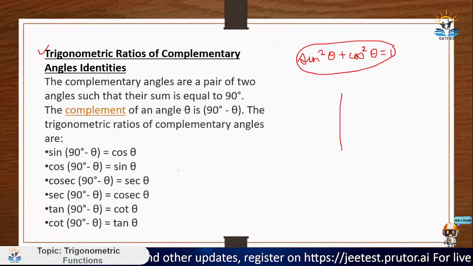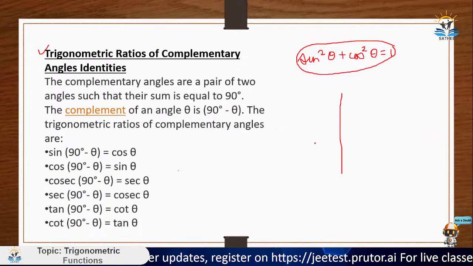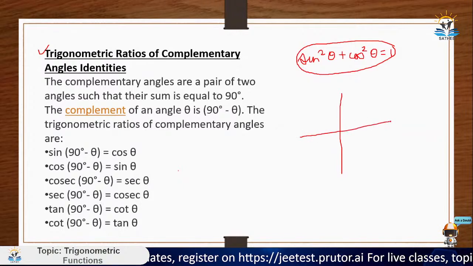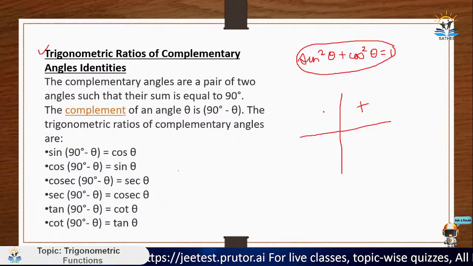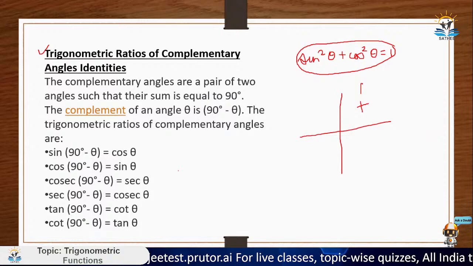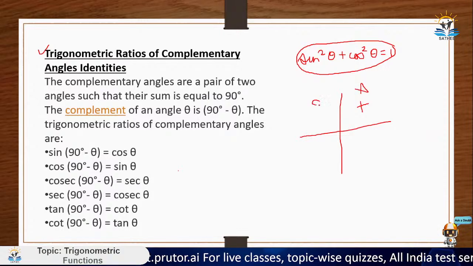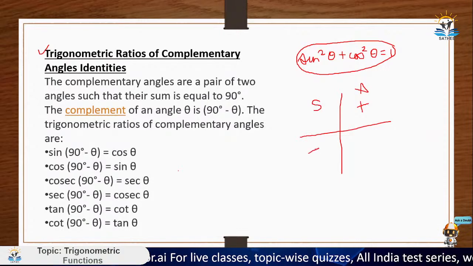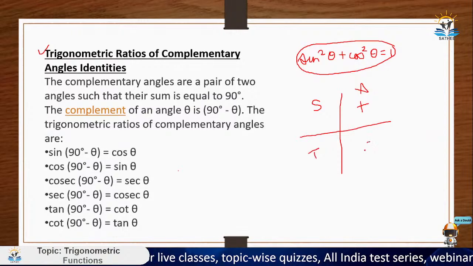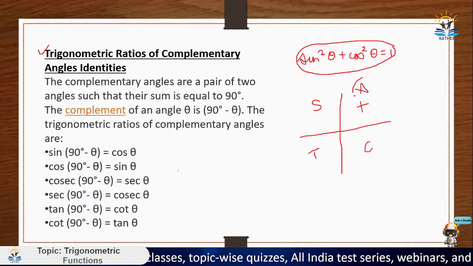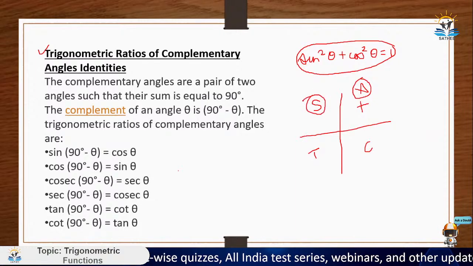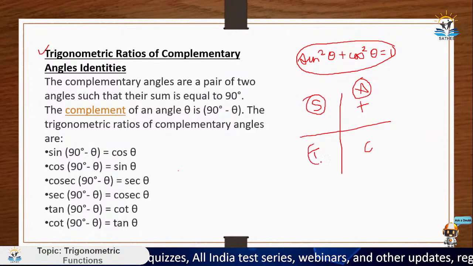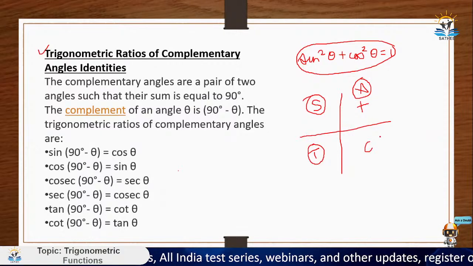Firstly, make x and y axis. Here, all the angles are positive. You can remember it this way: ASTC. What is this? Here all angles are positive. A means all angles, S means sine. So here only sine is positive, and here only tan is positive, and here only cos is positive.